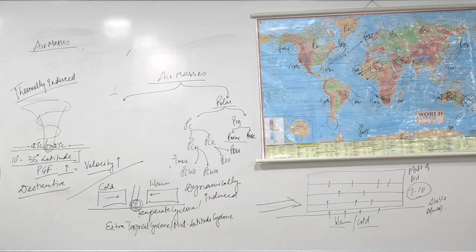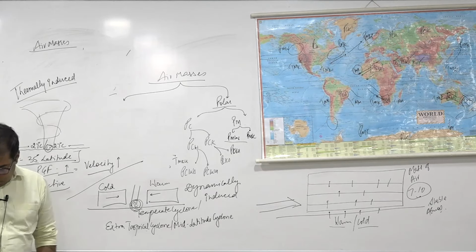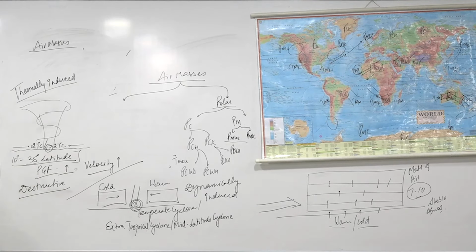So this tropical cyclone is thermally induced and temperate cyclone is dynamically induced. When this is dynamically induced, it will be destructive or not? Temperate cyclone will be destructive or not? No. Why? Temperature is not the factor for the origin of cyclone. So therefore, the pressure gradient force also will be low. So the cyclone will not be destructive. So when the pressure gradient force is low, wind velocity will be low.